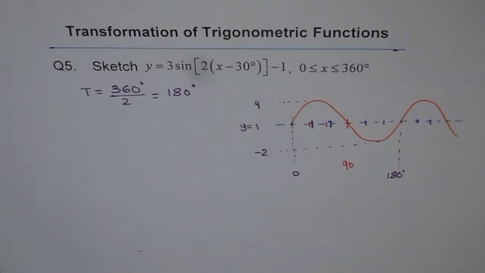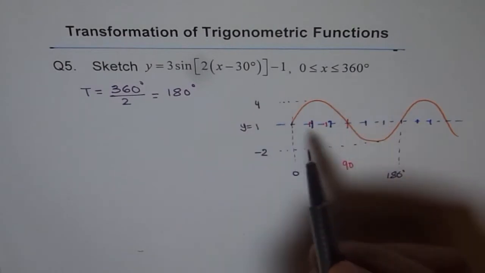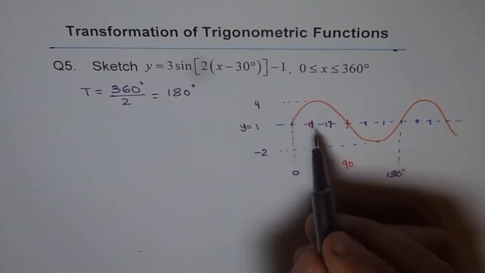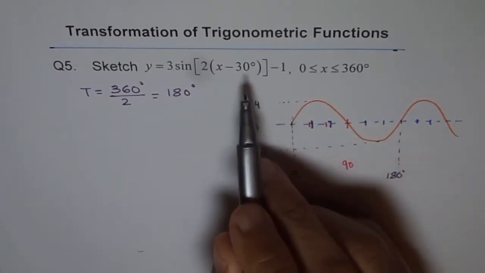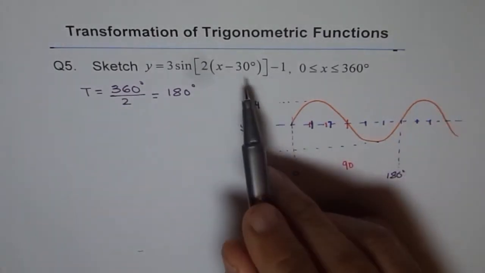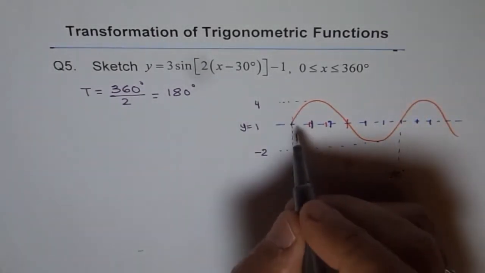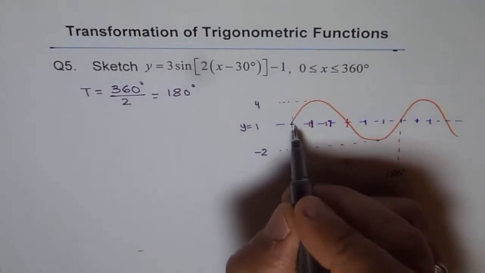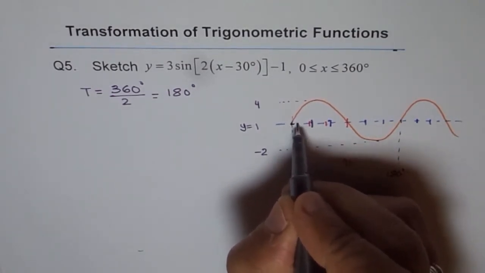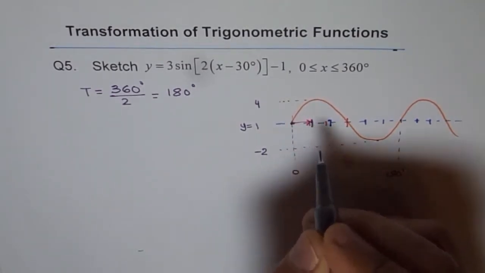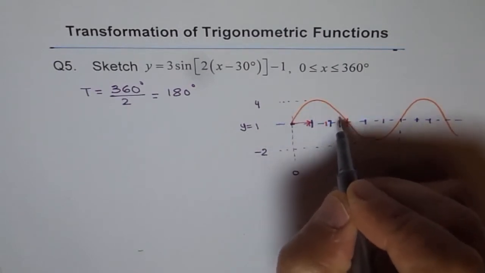Now let us transform this graph which we have. That is, we have to shift every point 30 units to right. That is the horizontal translation. So let's do that part. So 30 units to right means this point will move from here to here. Do you see that? And that peak will move 30 units right.